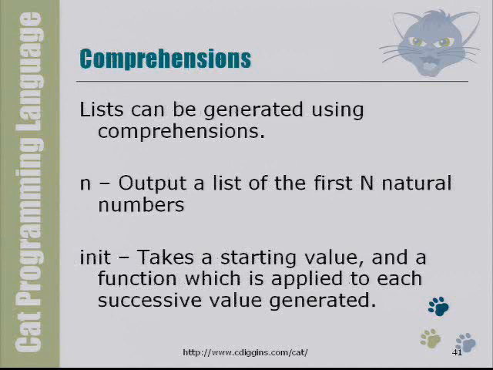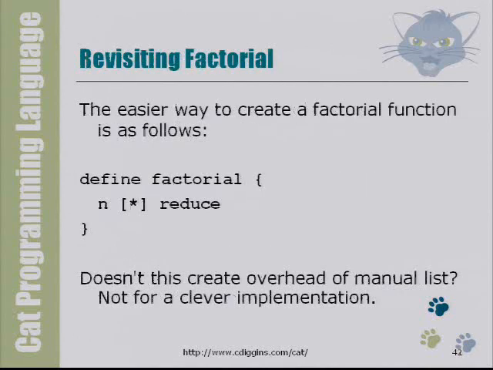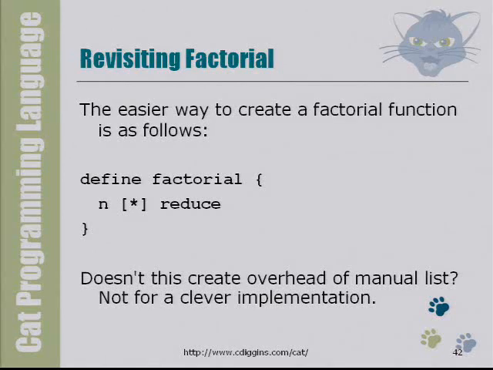There's comprehensions in CAT. So we have a couple of built-in comprehensions: n, which outputs the list of the first n natural numbers. So it requires a single integer value on top of the stack, and then it will produce a sequence of natural numbers. And of course there's init, which applies a function successively over and over to a value to produce another list. Again, you would use these to produce lists. So using the n function, here's how we can produce factorial.